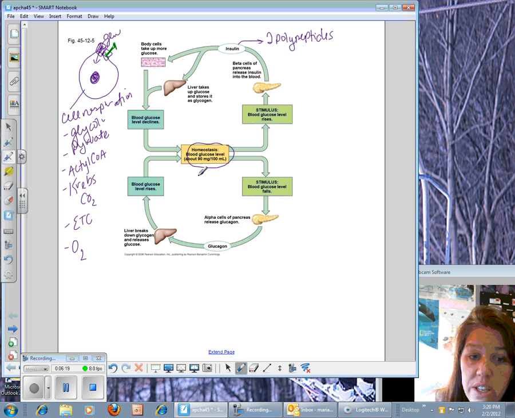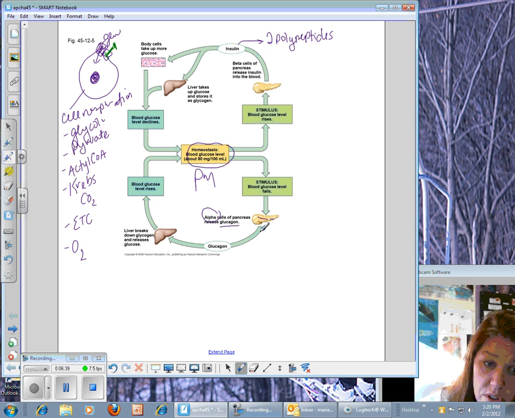Now, let's say you go to sleep, and this is usually in PM, and this is usually eating. When you go to sleep, your blood glucose level falls. Well, now alpha cells of the pancreas, still in the islets of Langerhans, but they're alpha cells now, they're going to release something called glucagon, and they release it as an endocrine gland. So it's going to be released in the interstitial fluid and then into the blood. Glucagon acts on the liver, and what it tells the liver to do is it says, hey, break down glycogen.